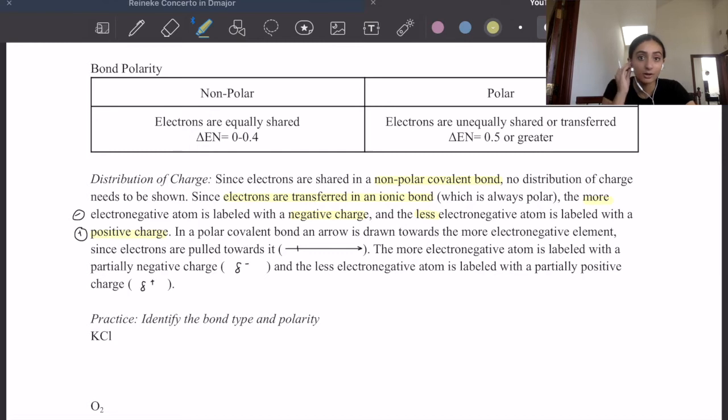Now, in a polar covalent bond, we discussed how the electrons are shared unequally. So an arrow is drawn towards the more electronegative element because that is where that electron is going.